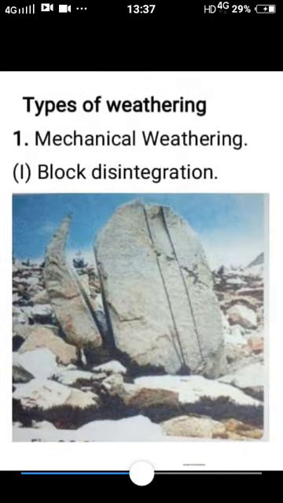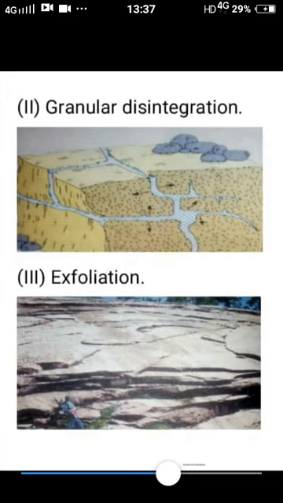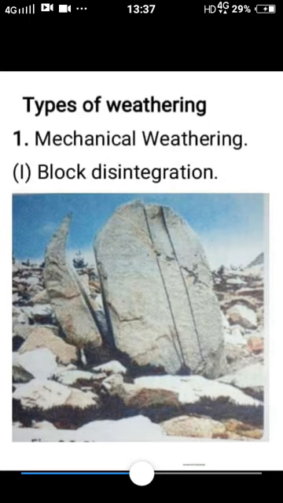Now our types of weathering. Types of weathering: mechanical weathering, chemical weathering, and the third is biological weathering. With the picture I have given some examples, but in this video only the first topic, mechanical weathering, will be explained. Mechanical weathering is again divided into three parts: block disintegration, granular disintegration and exfoliation.